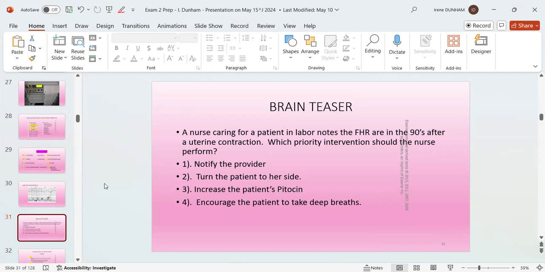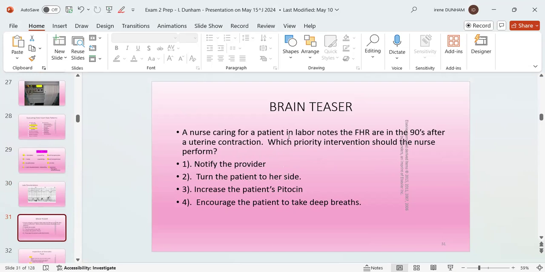All right. So let's see, if we have a nurse and she's caring for a patient in labor and she knows the fetal heart rates are in the 90s after a contraction, which priority intervention should the nurse perform? Well, you could turn her to the side, and what else would you do? Apply oxygen. Take deep breaths. You want to call the doctor. Yeah, call the doctor.